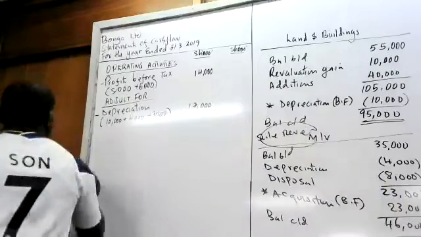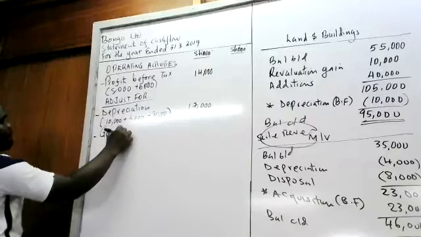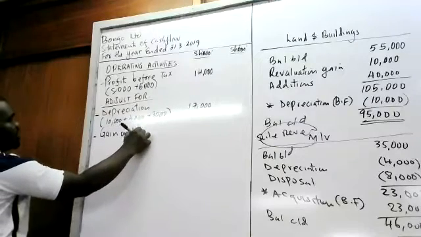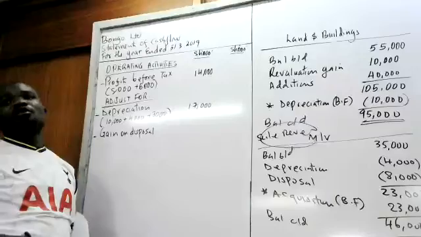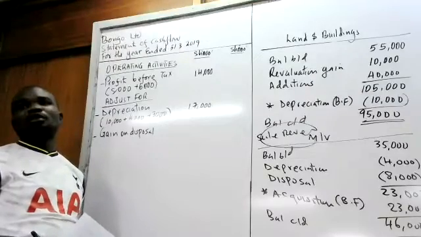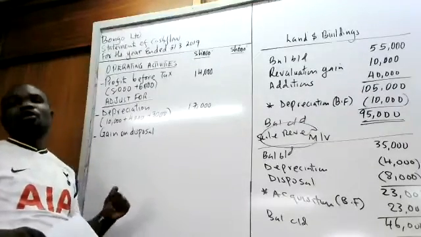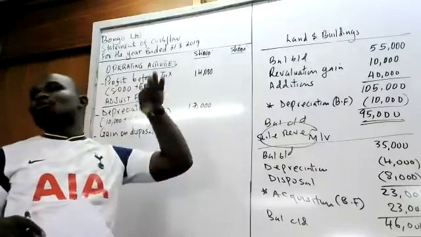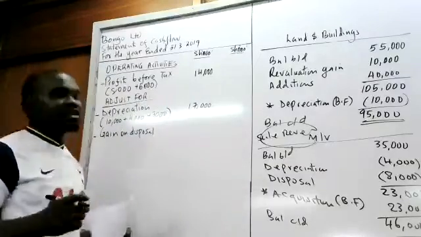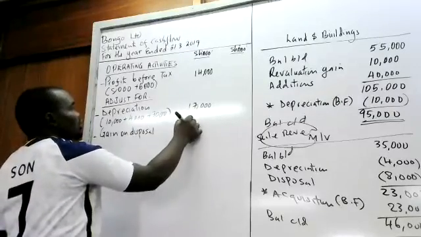So, gain on disposal. Have you understood why we are going to subtract? We are subtracting because it is not an operating income. Operating income is only the daily sales. Any other income, you subtract. So it is how much? 3.